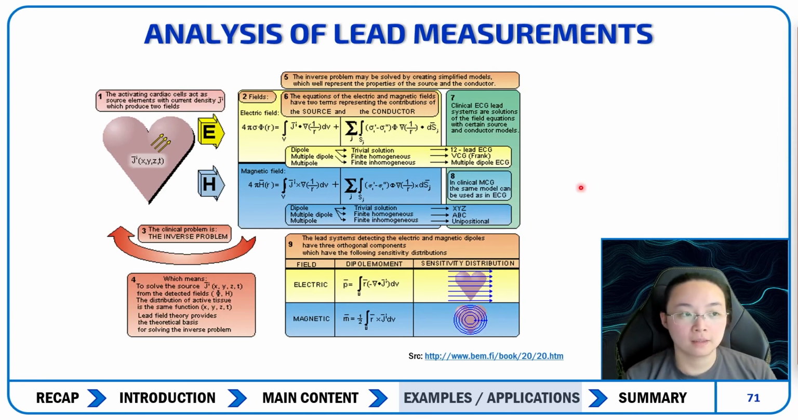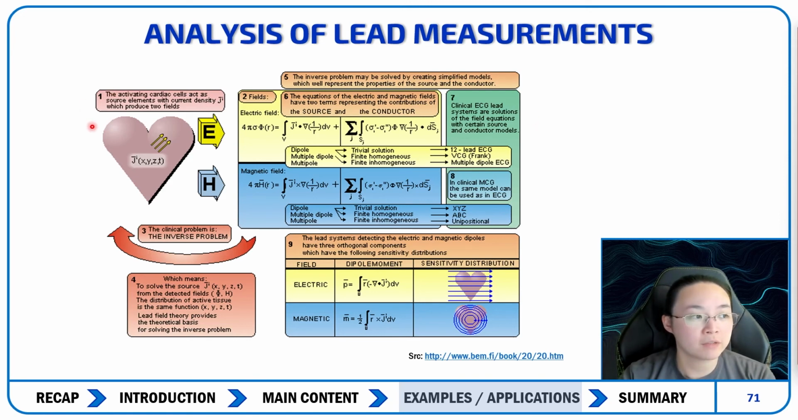First, you have lead measurements. So just like the electrocardiogram, for a magnetocardiogram, you still need leads and you still need to take recordings. But the analysis required is a lot more complicated. So this diagram simplifies all of the steps and it still looks complicated.